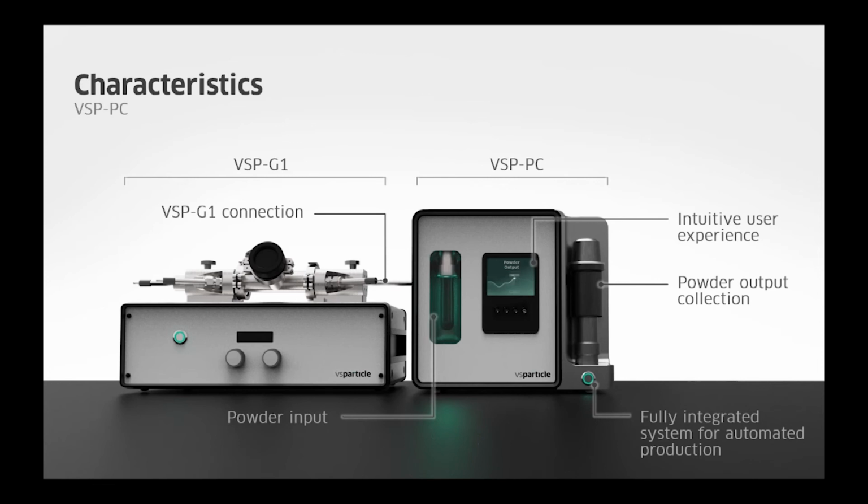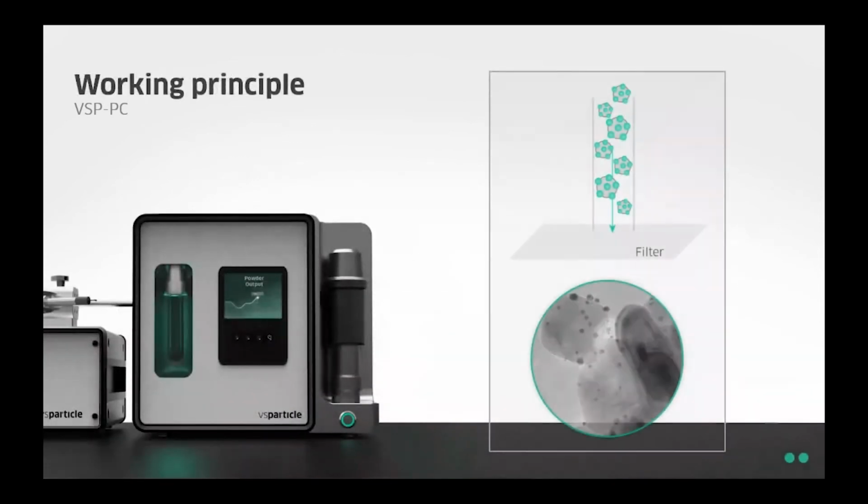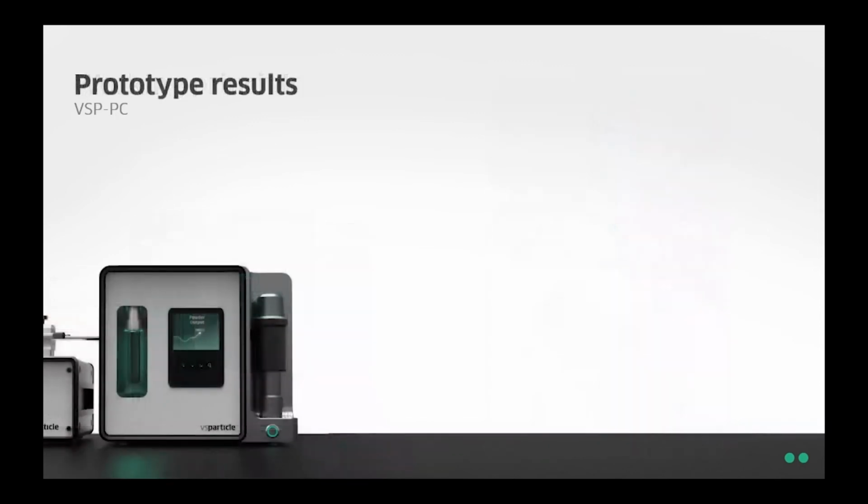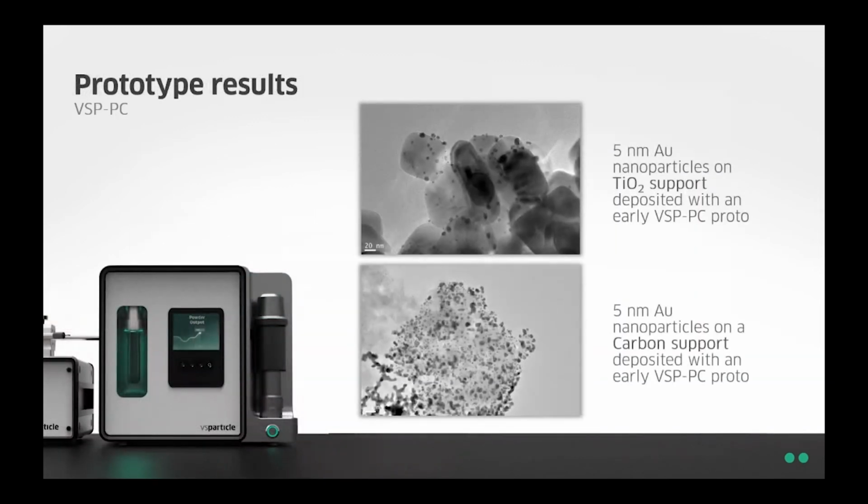Some highlights of the product. Again, the system is designed to automatically immobilize the catalytic nanoparticles on your powder, and it should be able to process a variety of different standard powders. Two examples that I can already show you were developed a while ago. On the top one, you can see 5 nanometer gold particles on a titanium oxide support. And in the bottom one, you can see gold nanoparticles on a carbon support.